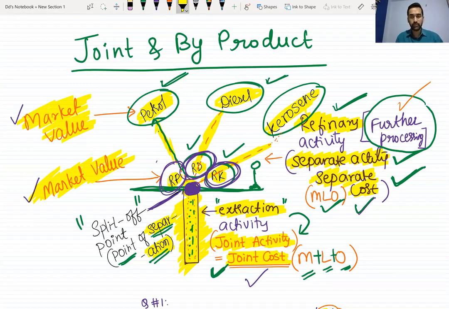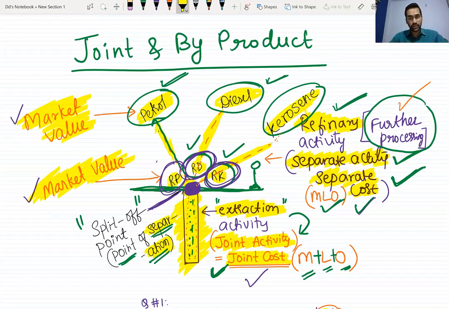Right. Now you tell me, if they say joint cost is 10 lakh, is it only for raw petrol or raw diesel or raw kerosene? No, it is for all three together. But if they say separate cost related to diesel, will you consider that for petrol and kerosene also? No, no, which means the further processing costs are directly allocated to petrol, diesel, kerosene. No confusion. But joint cost is not allocated. It's a common cost.